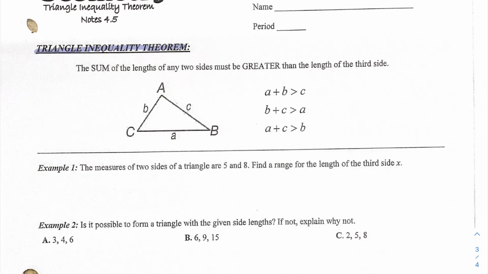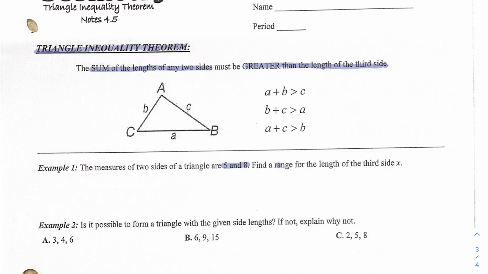All right, now we have the triangle inequality theorem. Inequality means there's not going to be equal signs here. We're going to be using greater than or less than. It says the sum of any two sides must be greater than the length of the third side. So if I have a triangle and I have all 3 sides listed, in order for it to be an actual triangle, you have to add the 2 sides and they must be greater than the third side.